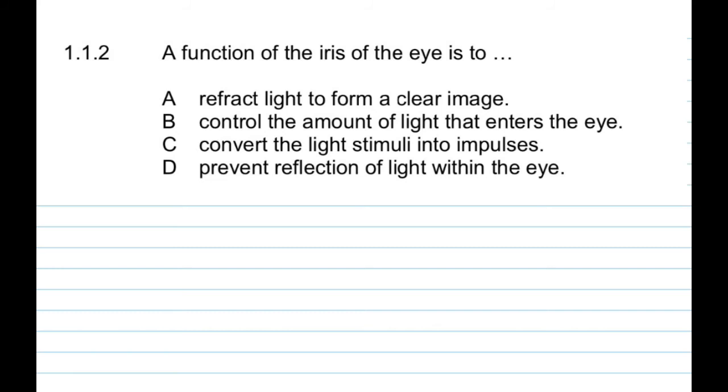A says refract the light to form a clear image. Now refracting the light, that is a lens function. Number C is about converting the light into impulses. That is the retina, so that will be the rods and cones of the retina. And prevent reflection of light within the eye, that is the function of the choroid. Because the iris is the one that changes the size of the pupil and is therefore the one that's going to control the amount of light into the eye.